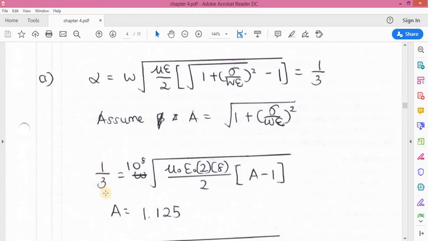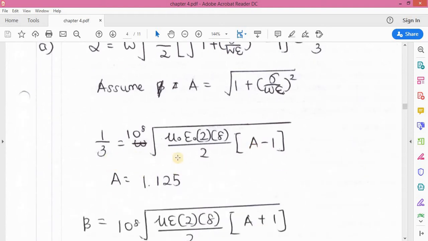This one is the alpha, and all the things I inserted, but here I replace it with A. So based on these calculations, I get my A equals to 1.125. The value of the mu naught and also epsilon naught, you can get from your calculator. It has been saved as a constant in your calculator. You can check it out.